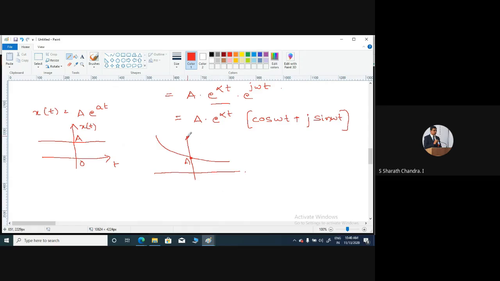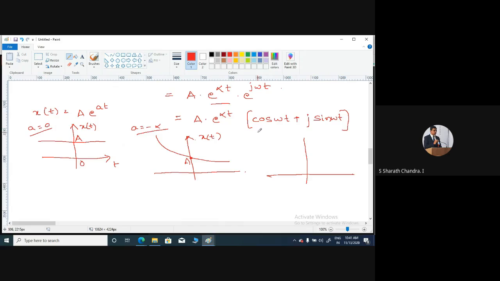Okay, and for alpha negative values, you could see that it is a decaying exponential once again. And similarly, when alpha is negative, you could see this. That means I have just represented that a is equal to minus alpha. Simply a is equal to minus alpha in this case, and a is equal to 0 in this case.